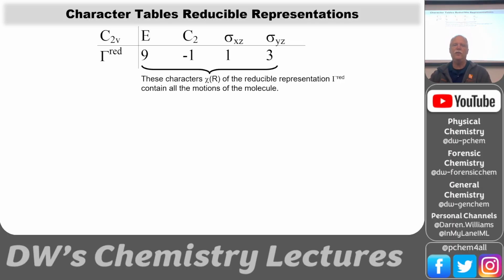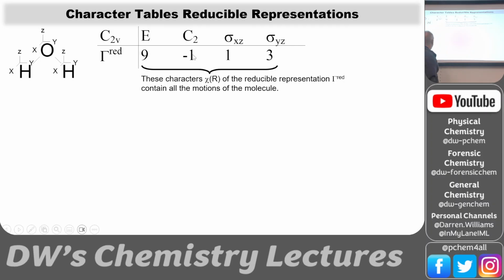So let's do this reducible representation. What we're going to do is take the molecule, water, and look at all of the possible motions we can have for water by operating on it with the C2 and the two mirror planes. This is the reducible representation that we get from moving all of the atoms in water. So here's how we're going to do it. Here's our water, and I've drawn the X, Y, and Z coordinate system on each atom, and that'll become important in a minute.